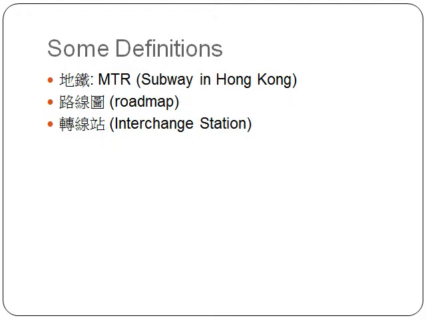Now, if you want to say road map or the system map, as you can see from the last slide, road map in Cantonese is called Lo Xin Tao. Again, road map in Cantonese is called Lo Xin Tao.